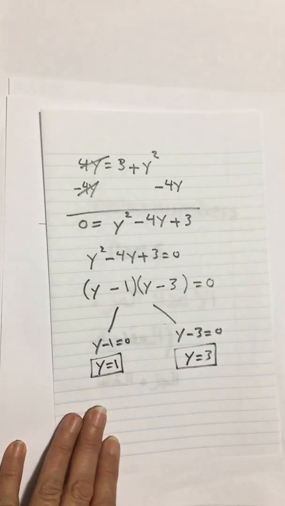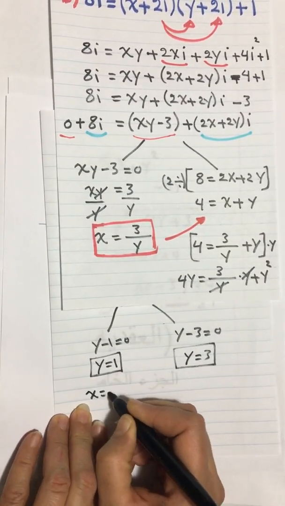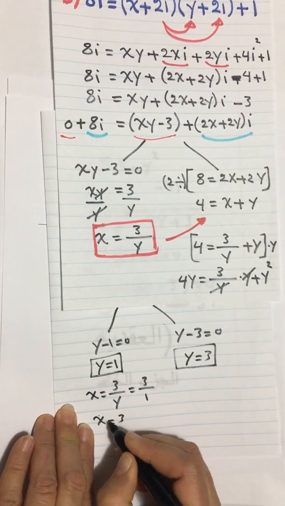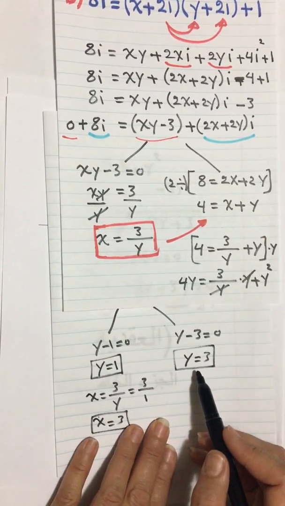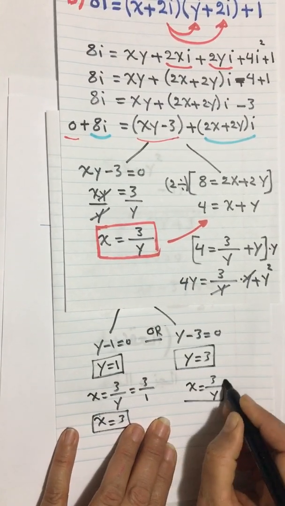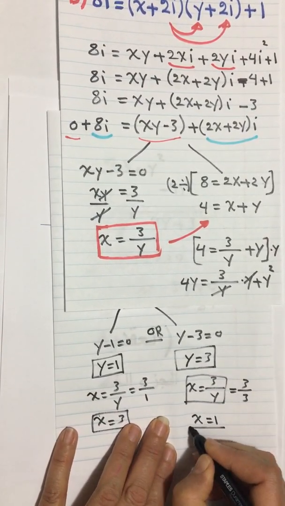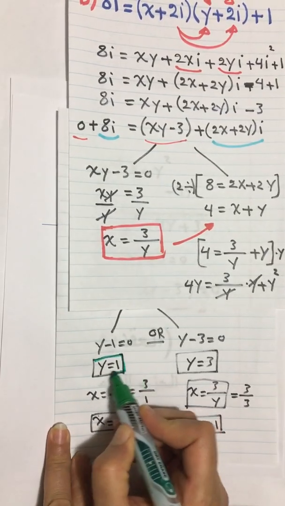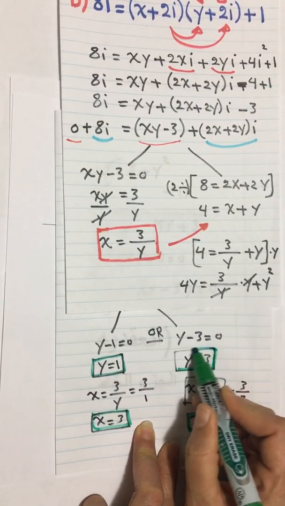So this is y, and I already have x equals 3 over y. So x equals 3 over y means 3 over 1. It means x equals 3. So I get x equals 3 and y equals 1, and I have another option, or x equals 3 over y. It means 3 over 3. So I get x equals 1. Now I have x equals 3, y equals 1, or x equals 1 and y equals 3.